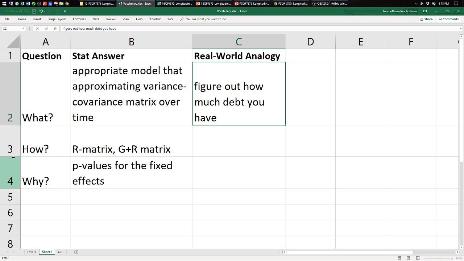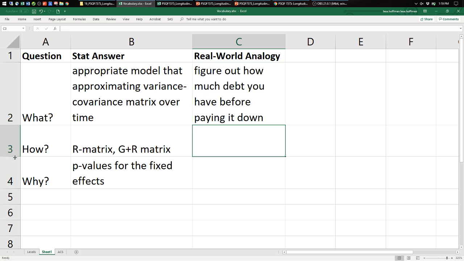Because when you have multivariate data, it's not as easy to do as if you have only one outcome. So how much variance do we have? How much of it is across people? How much of it is across time? Does the variability increase across time or decrease? And what kind of covariance do we have? We're just trying to figure out the map of what's there before we can then tackle it. Before paying it down.